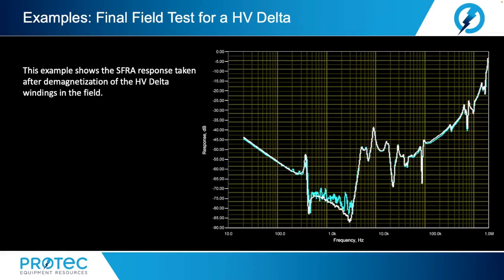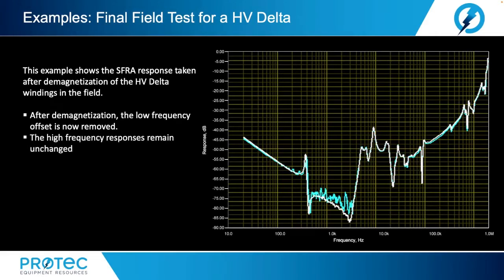Now, this example shows the SFRA responses taken after demagnetization of the high voltage delta winding in the field. After demagnetization, the low frequency offset is now removed. The high frequency response remains unchanged. Now, some site noise as low dB response is not unusual.